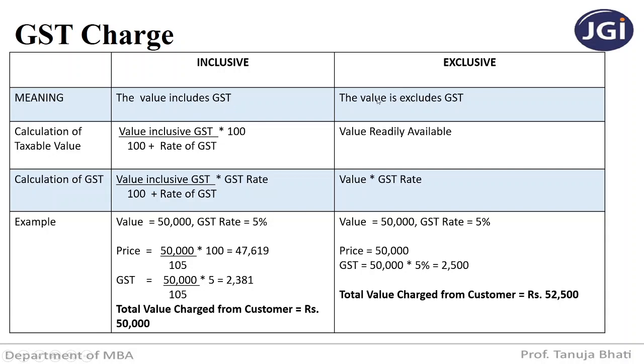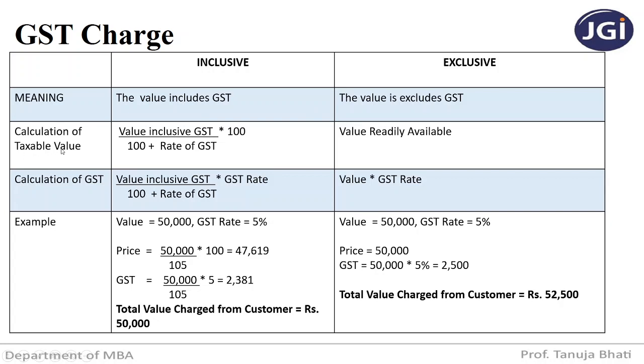Exclusive, on the other hand, means the value excludes GST. Like suppose I'm saying that the value of the cell phone is 50,000, but it is exclusive of tax. I have to still add the tax. I have not yet added the tax. This is exclusive of the tax.